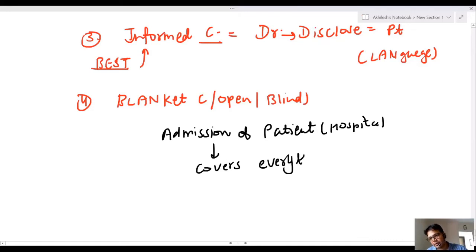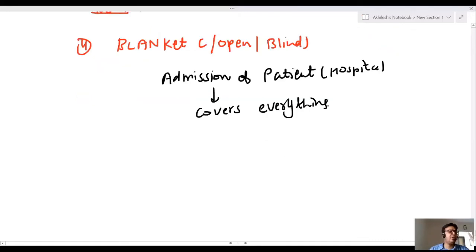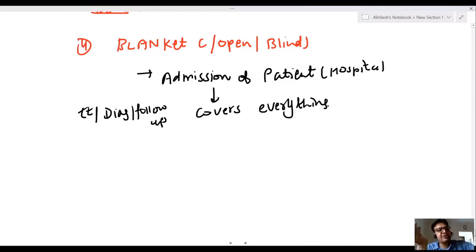The patient has given hospital admission consent only, but now treatment, diagnosis, follow-up, everything is covered in the single consent. Once you give consent for admission in the hospital, that covers everything going forward. That is a blanket consent.